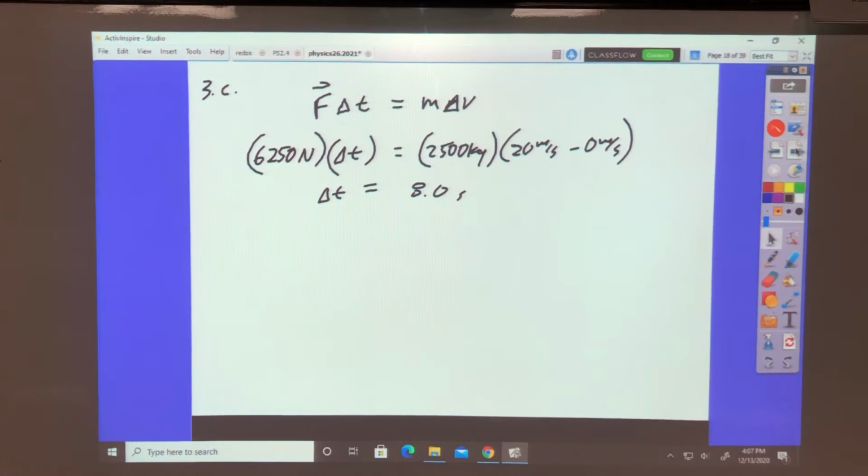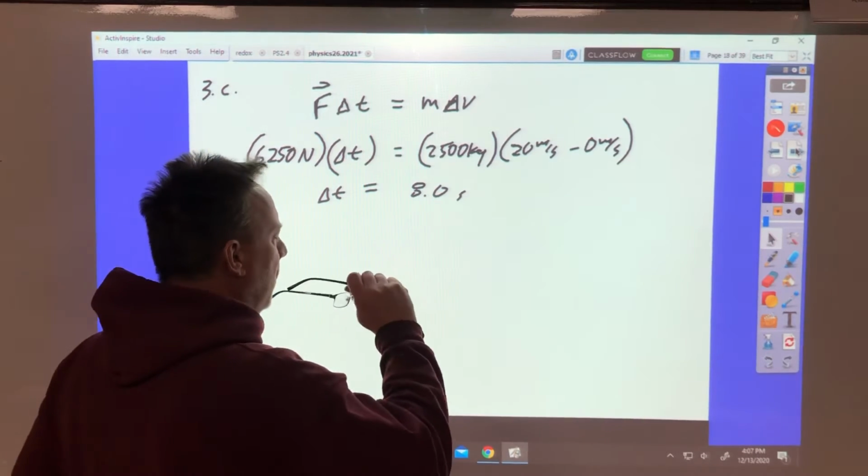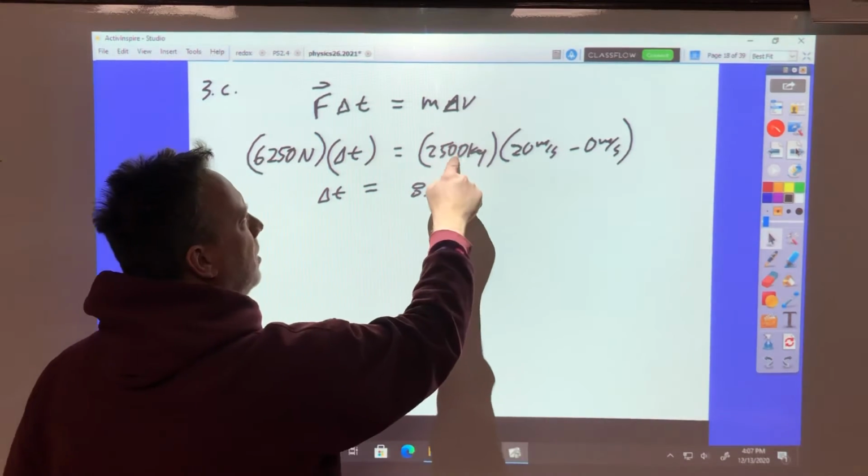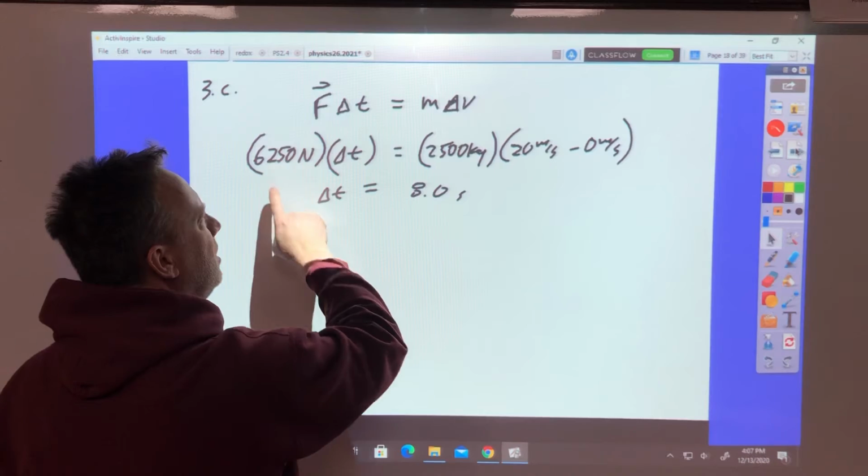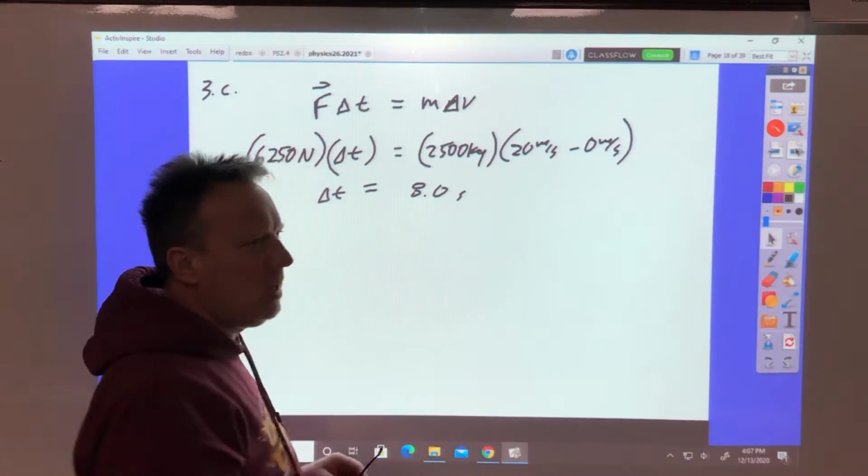On number 3, C, how long does it take the car to come to a complete stop? That's in time. So you take your 20 minus 0, your m is 2,500, your force is 6,250, and it comes out to be 8 seconds.